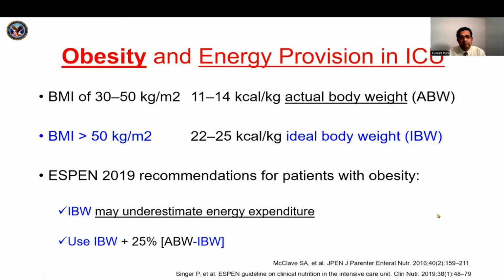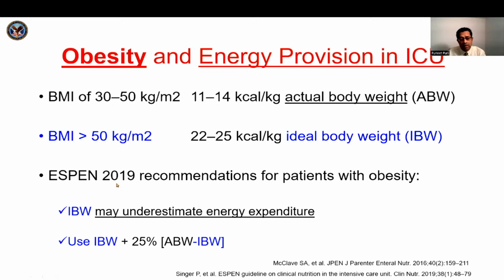Specific to obesity, the energy provision in the ICU can be categorized based on BMI. For BMI 30 to 50, using actual body weight, there's a low calorie target, 11 to 14 kilocalories per kilogram. Or when their BMI is beyond 50, then ideal body weight can be used with a slightly higher calorie target, 22 to 25 kilocalories per kilogram.